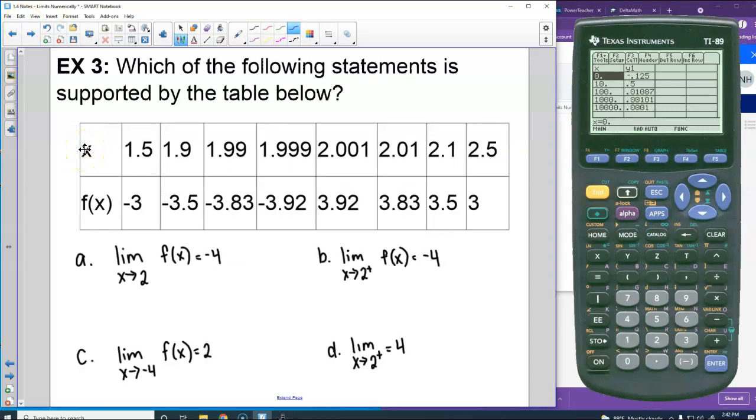All right, example 3. Which of the following statements is supported by the table below? It doesn't mean it's necessarily true, but it is supported by the table.